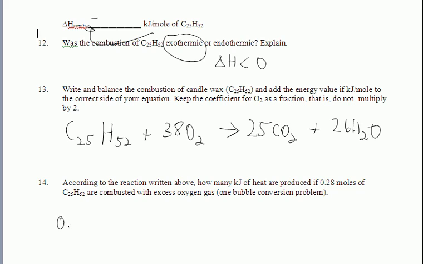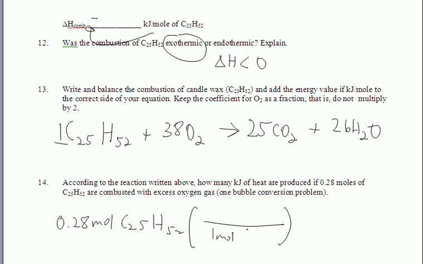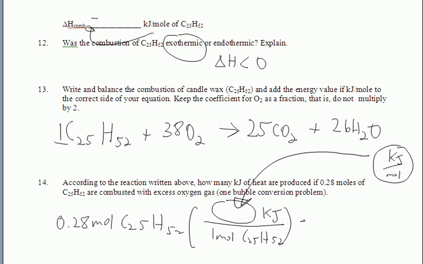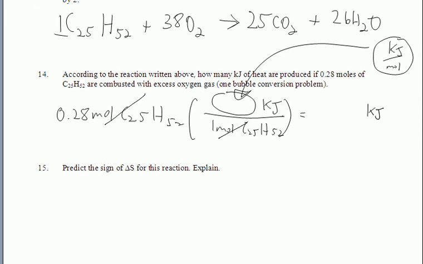Up here, if you have 0.28 moles of C25H52 reacting, you're going to go up to your mole ratio, which is going to say that 1 mole of C25H52 is needed to produce a certain value of kilojoules per mole, which you solved for in the last problem. So you put the number here and multiply, and you're going to get your answer in kilojoules. Notice the units are not kilojoules per mole because the moles do cancel.